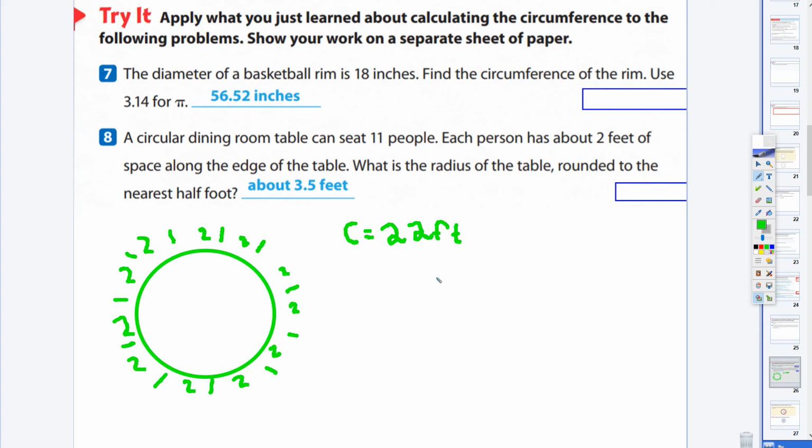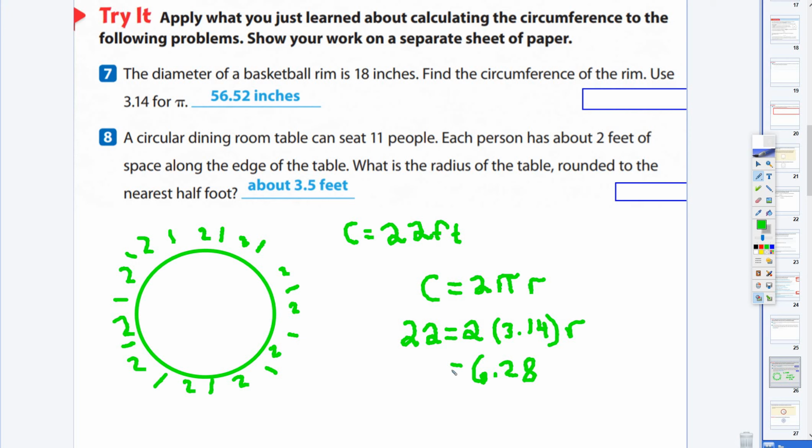Well, we're dealing with radius. So we know that the formula for circumference is C equals, because we're dealing with radius, it's 2 pi r, right? 2 times pi times r. We are given the circumference, so we have the 22. And now basically, instead of pi, we're going to put 3.14. And now they're saying, think about that. 2 times 3.14 times what will give me 22? Well, let's see. 2 times 3.14 is 6.28.